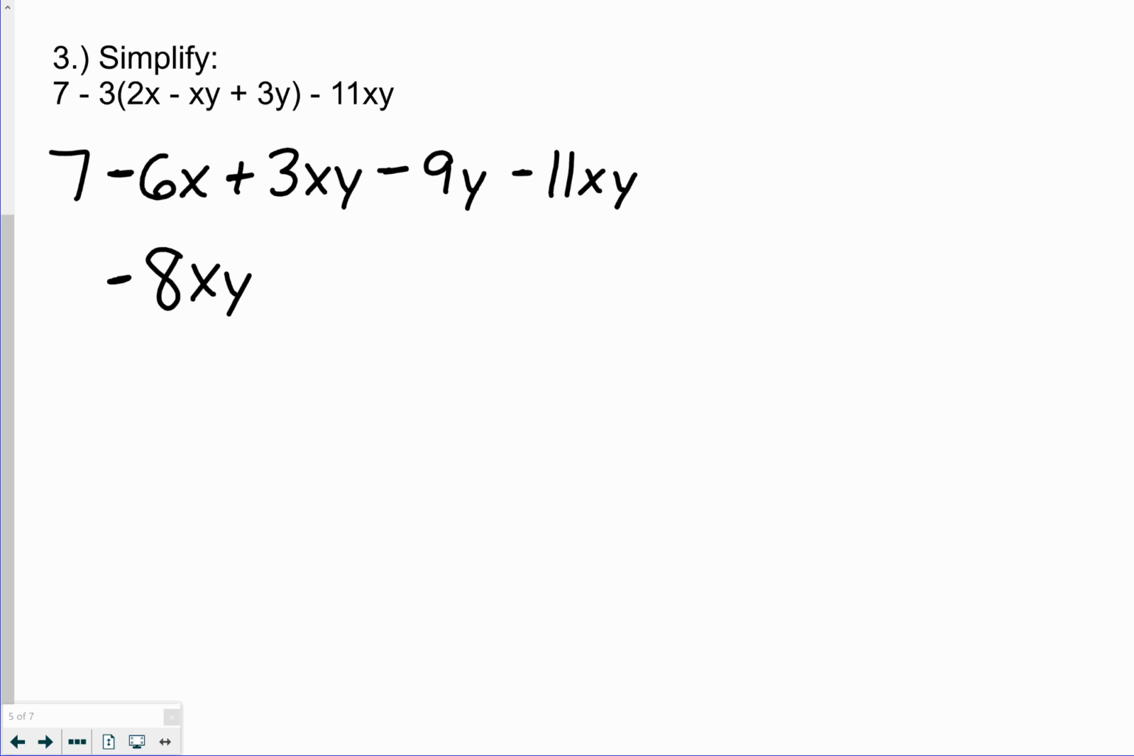Now watch what I write next. Minus 6x minus 9y. Why did I put those before the 7? 7 doesn't have a variable. Do you know what a 7 is called? That 7 is called what? When it doesn't have a variable, it's not a coefficient. A whole number. Non-coefficient. We're 0 for 2, guys. It's called a constant. Constant. If you knew it, you would have said it.